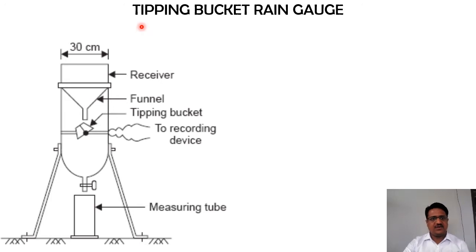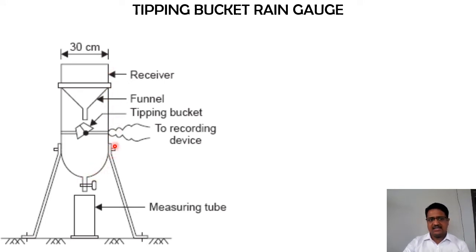Okay, so the first one is the tipping bucket type of rain gauge station. Let's check out what all is available in this. First, let us consider its construction. We have a stand, and on top of that we have a metal casing. This outside structure is usually made of metal.